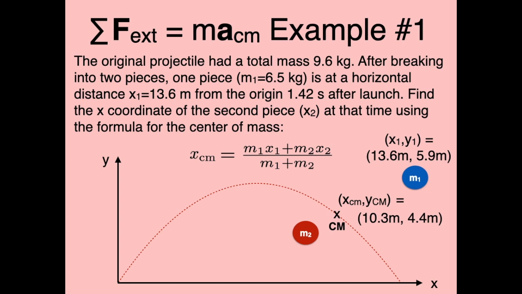So just remember this. XCM, that's the x coordinate of our center of mass. That's going to be m1 times x1 plus m2 times x2, divided by m1 plus m2. That's how we calculate the center of mass of this system. We know XCM, we know x1, we know all of the masses, so we can use that to solve for x2. So that's what we'll do next.